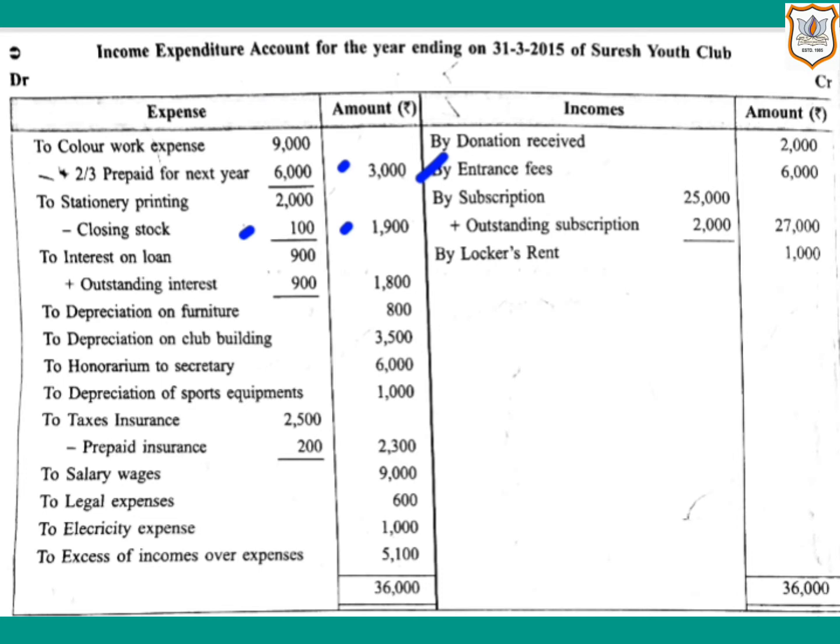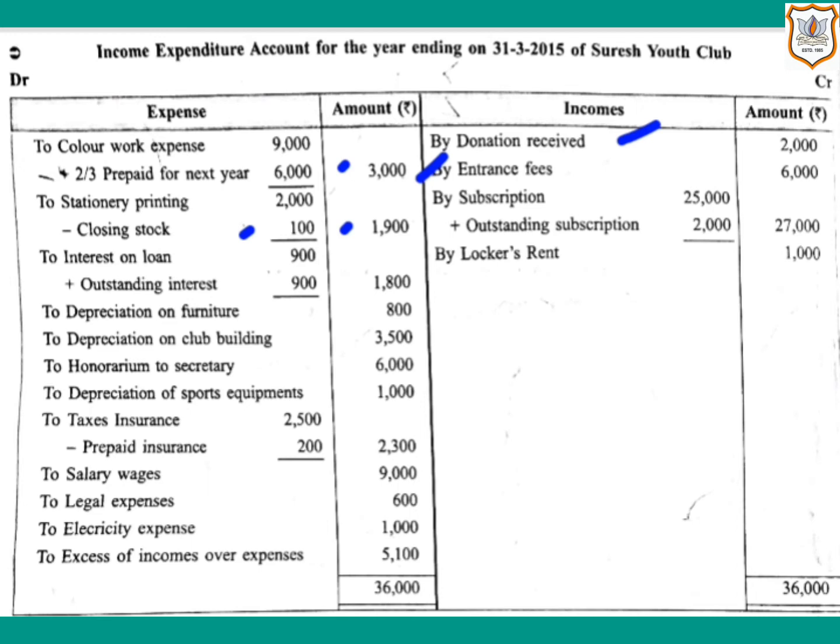Then donation received is given. Here we have been given information number fifth, that is consider the amount of donation as revenue income. So we have to treat it as revenue income, so it will be recorded in the income expenditure account. On the income side, donation received amount is 2,000. Then we have cash balance. Cash balance will not be recorded here. It is a current asset. It will be recorded in the balance sheet.